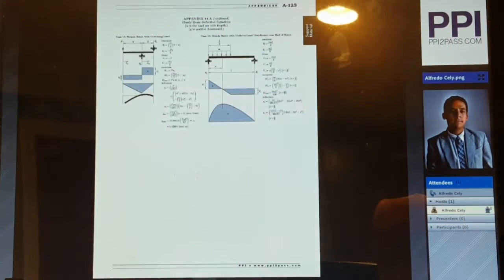And I'm sorry about that, I almost forgot. Appendix 44.A is actually 4 pages long. So please be sure that you have all that identified when you tab it as a reference for the PE exam.